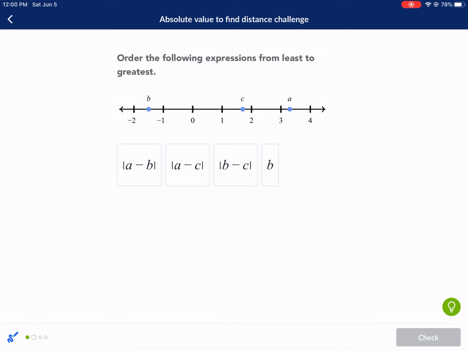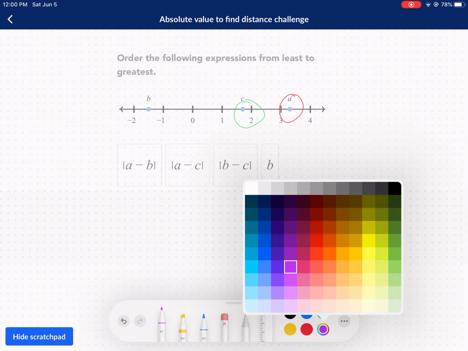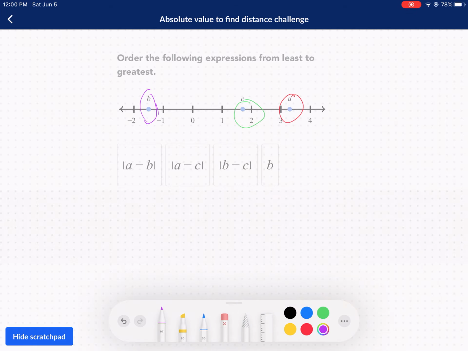Order the following expressions from least to greatest. I like this one a lot. Here we have some values, and we can come close to these values. But we know that A is the biggest distance from 0. The next biggest distance from 0 looks to be C. And then B is in last place. That's the smallest distance away from 0.